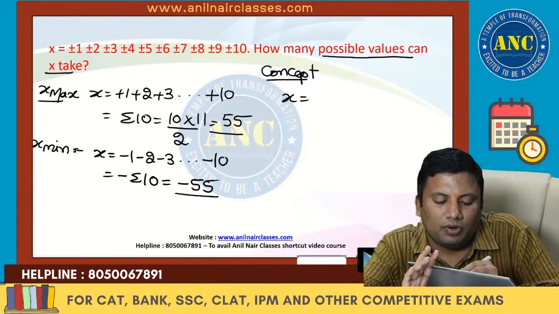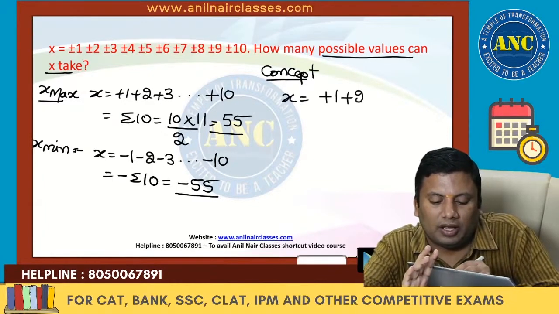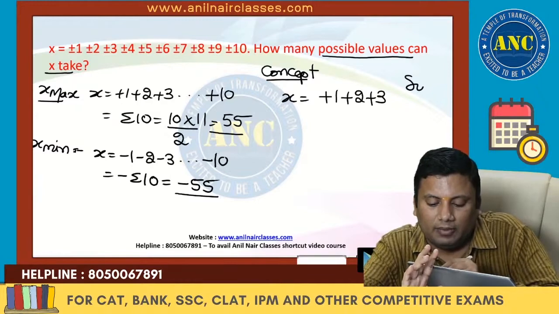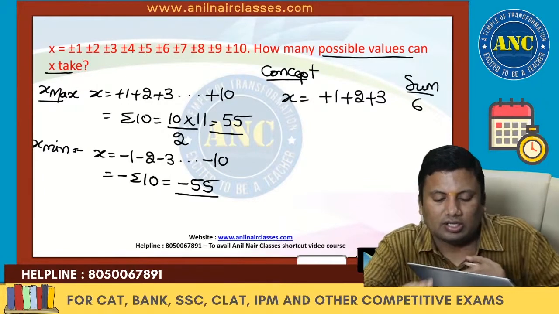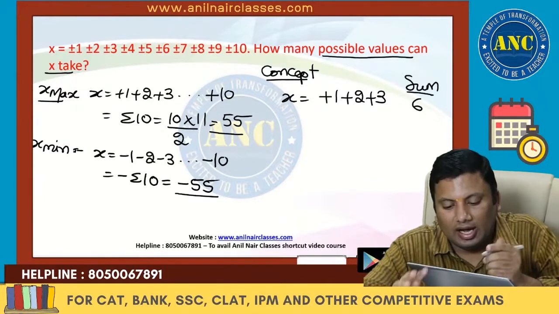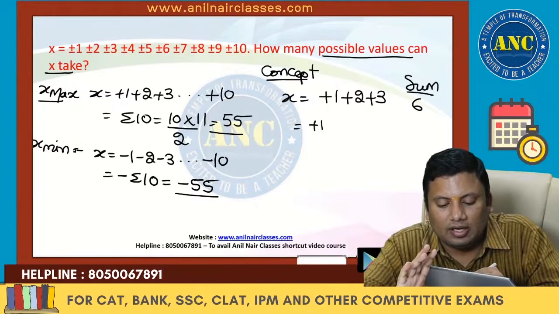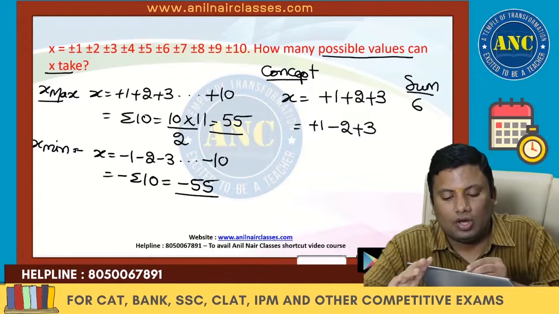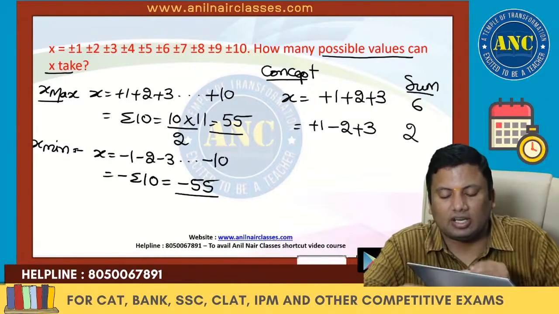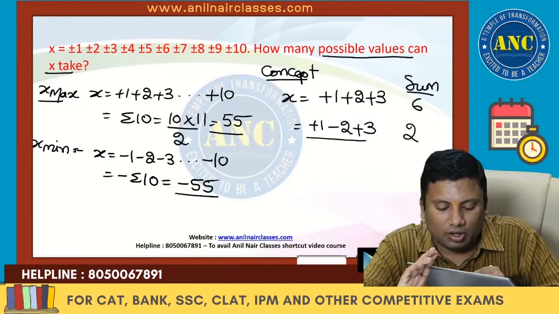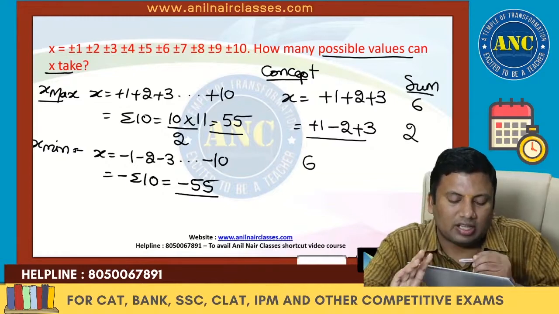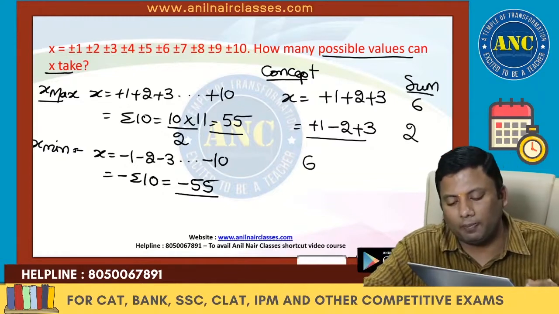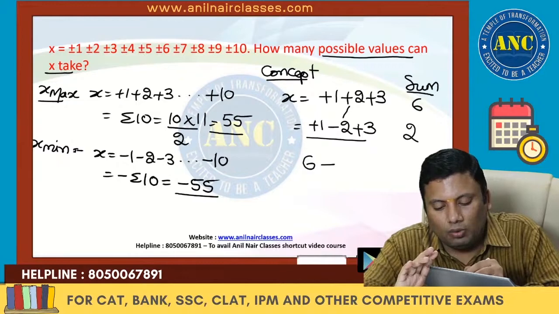Concept. Suppose it is plus 1 plus 2 plus 3, the sum is nothing but 6. Let me replace plus 2 with minus 2. Plus 1 plus 3 minus 2, the sum is nothing but 2. If you observe closely, this is the same sum where all are positive, but plus 2 became minus 2.